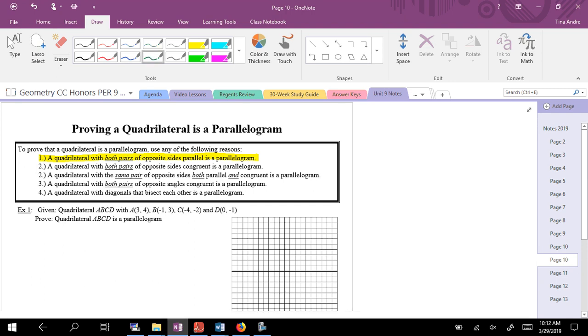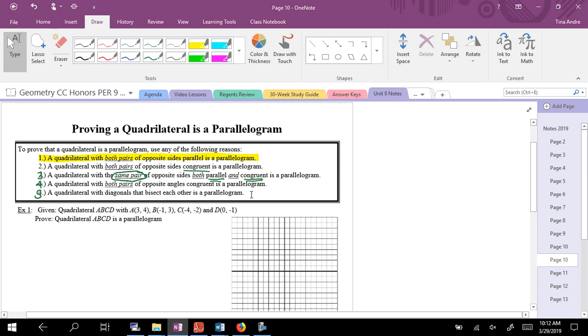You do have some other options though. You could prove that both pairs of opposite sides are congruent. You could prove, so this is actually number 3, 4, and then 5, that the same pair of opposite sides is both parallel and congruent. Be careful with this one though. You have to make sure that you're talking about the same pair being both parallel and congruent, because otherwise we could get into the situation where we're dealing with an isosceles trapezoid.